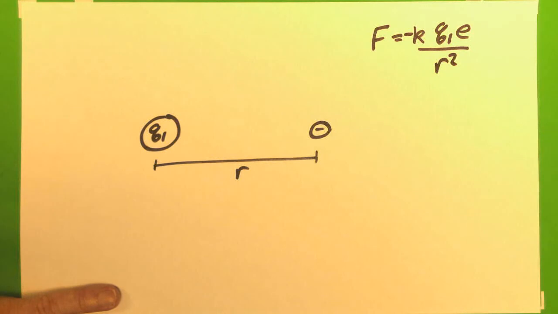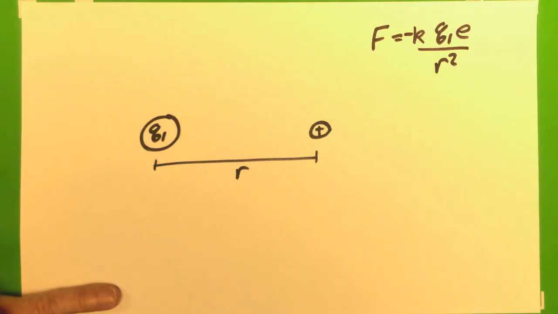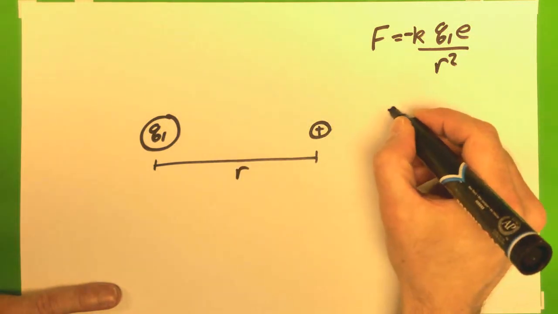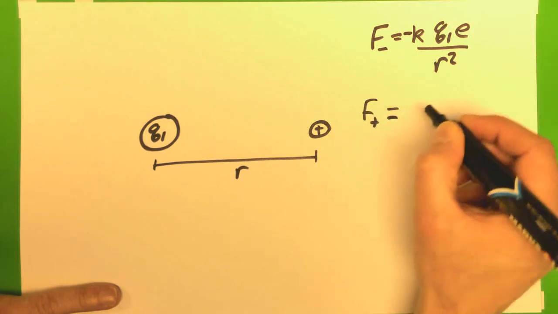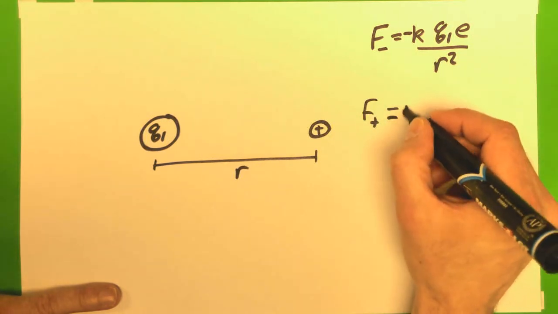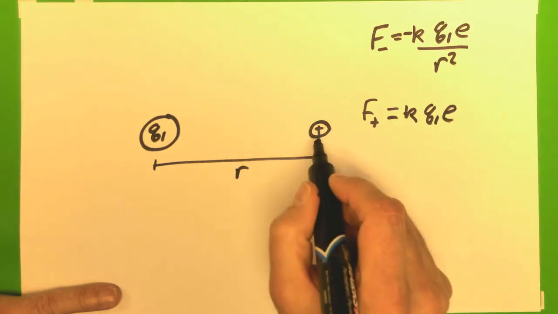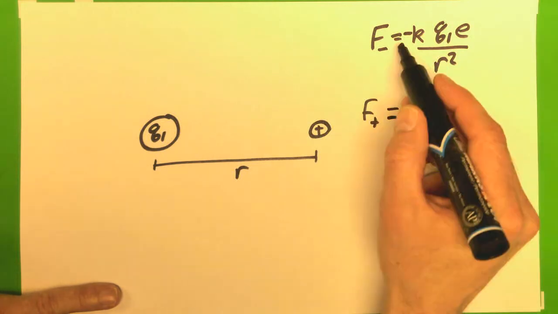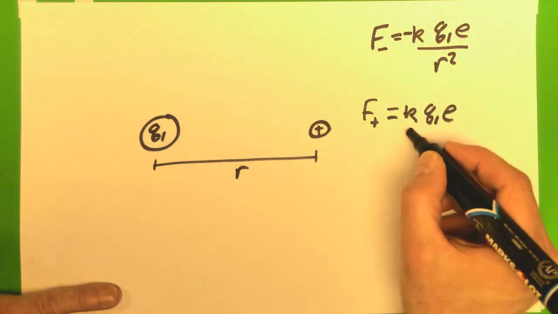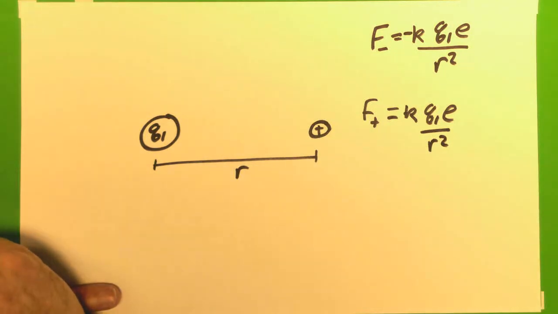Well, what if I replace this with a proton? In this case, let me put a minus right here. Here would be plus. That would be K, Q1, E. The electron and proton have the same charge, just the proton's positive. So I have this E, but no minus sign anymore, over r squared. That's no different.